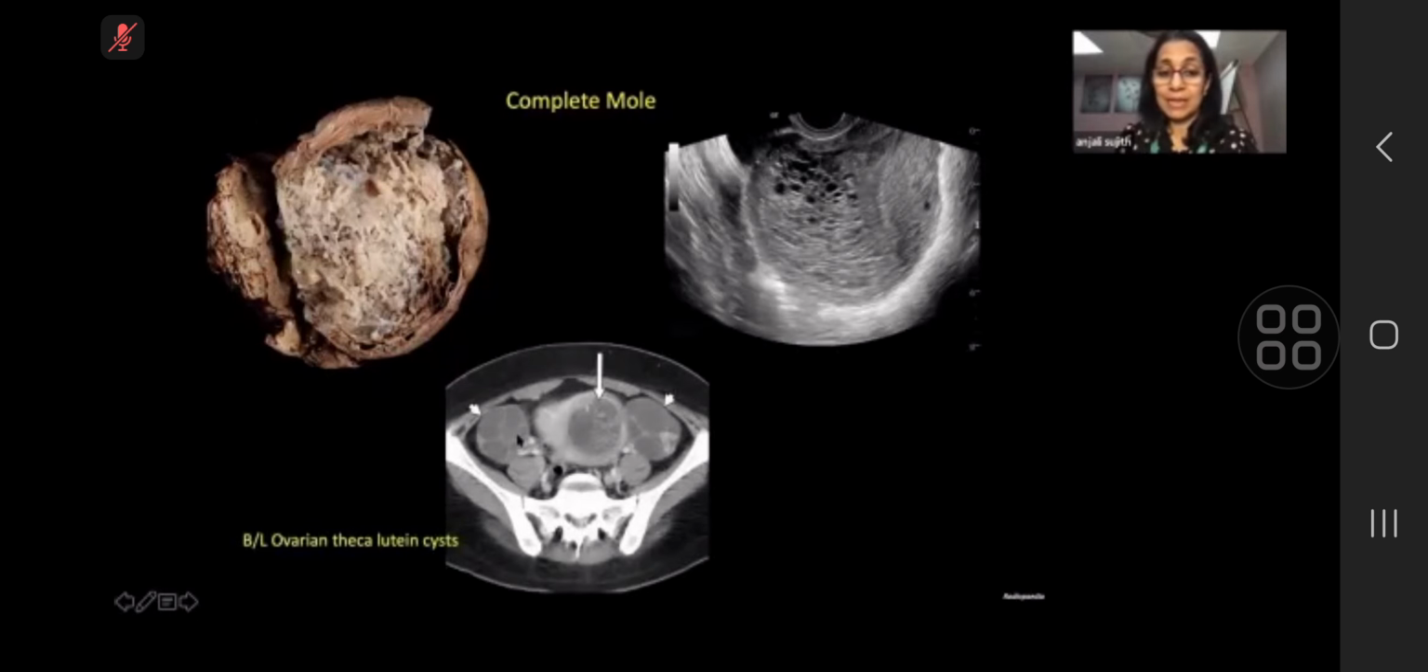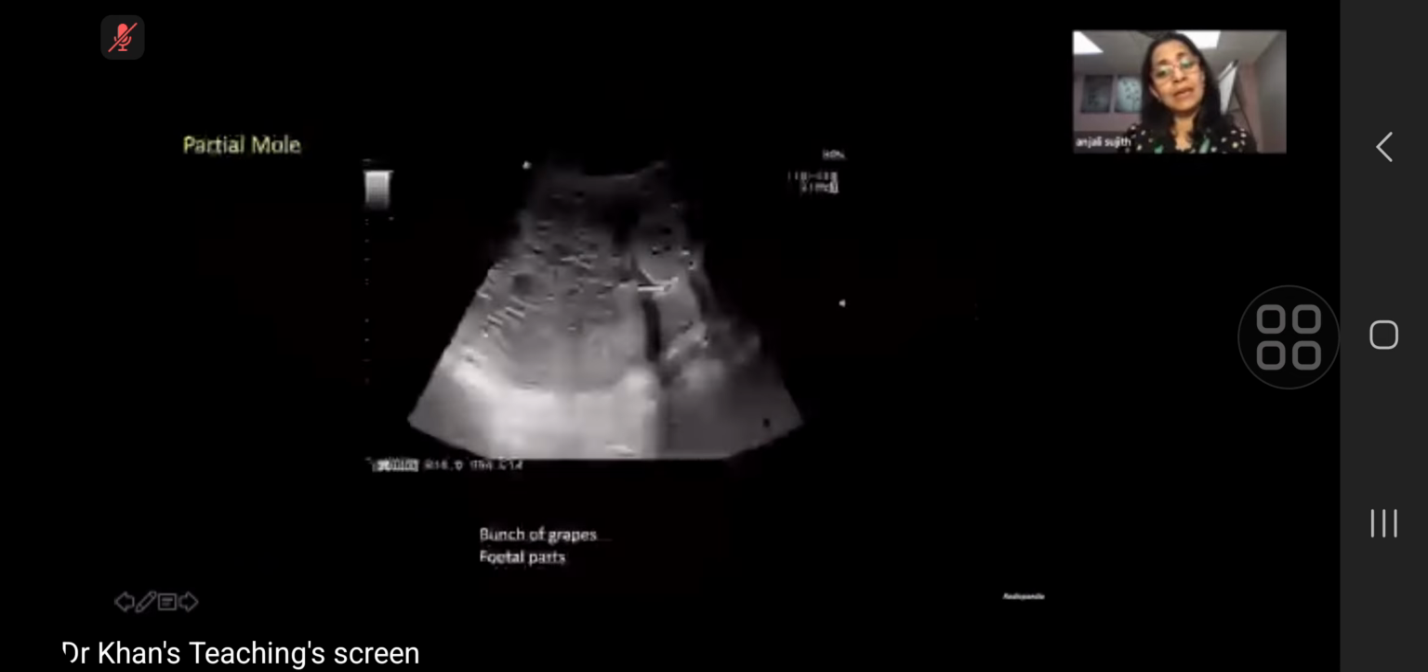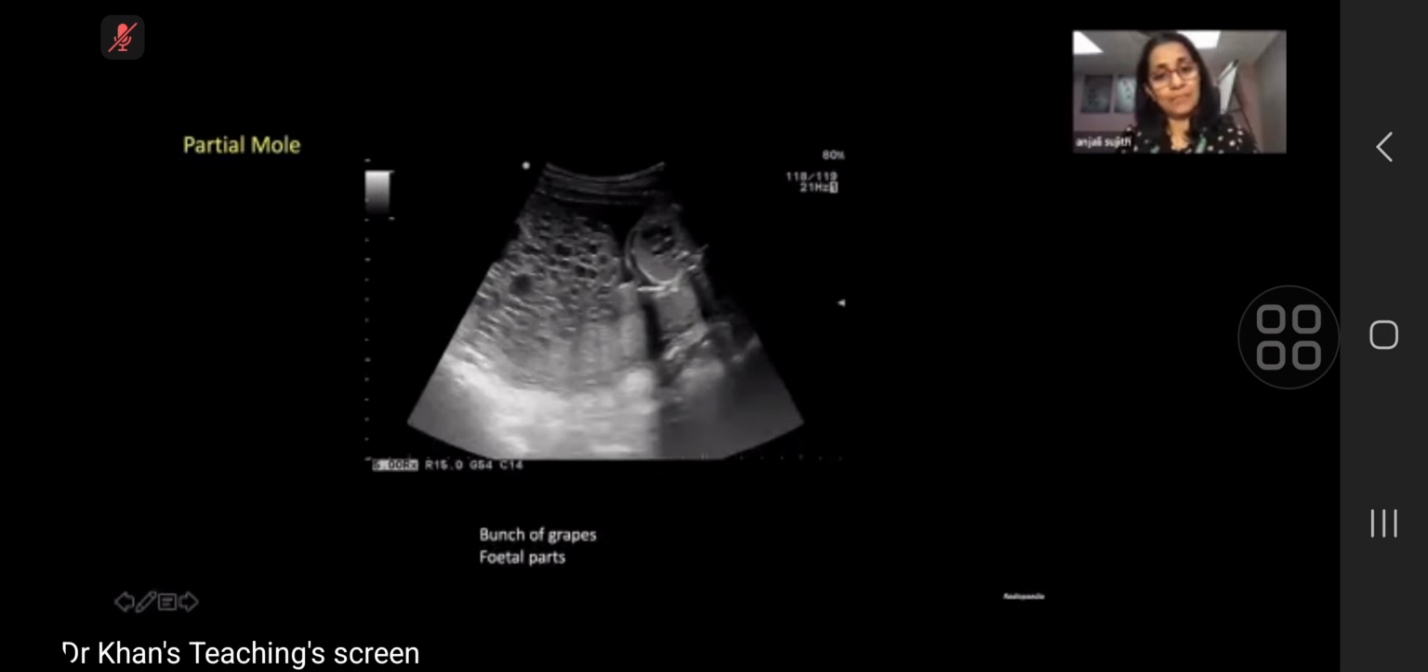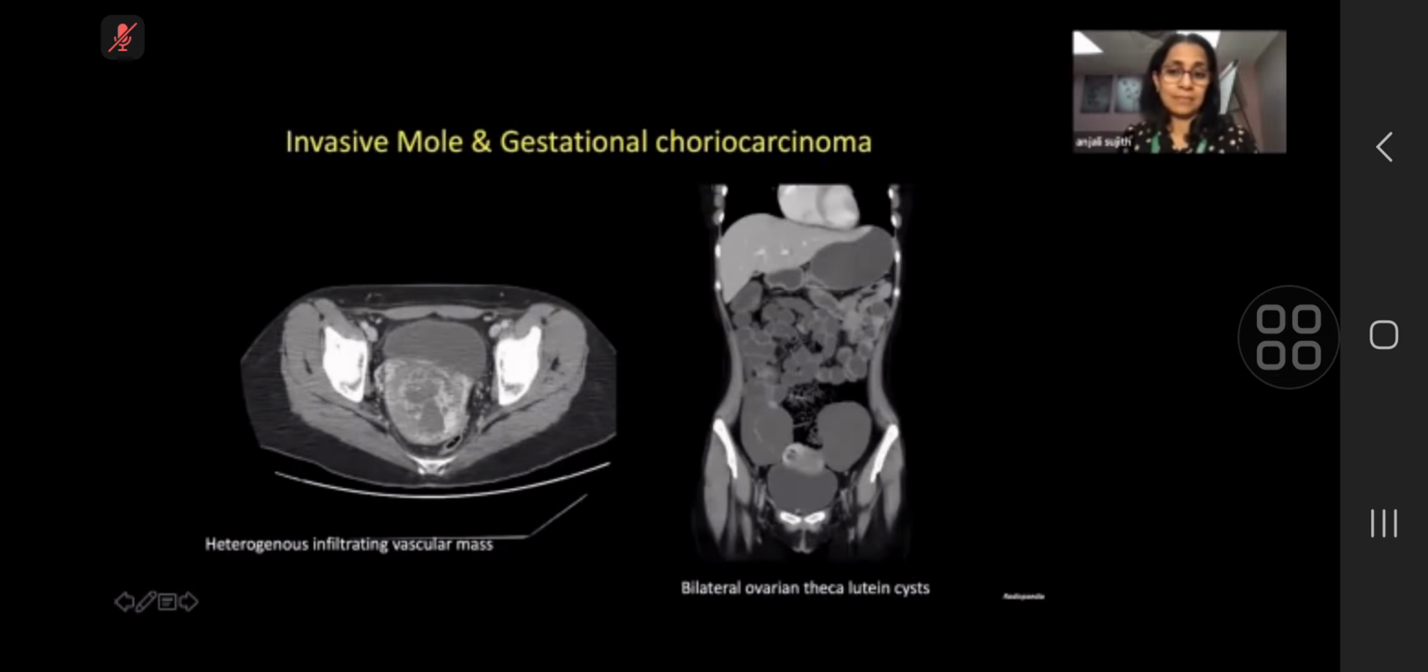These bilateral theca lutein cysts you can see with all types of molar pregnancy, including invasive mole and choriocarcinoma. So this is a partial mole where you can detect some fetal parts as well. If given the diagnosis, this is a choriocarcinoma. Invasive mole also would look like this. So can you describe the findings?